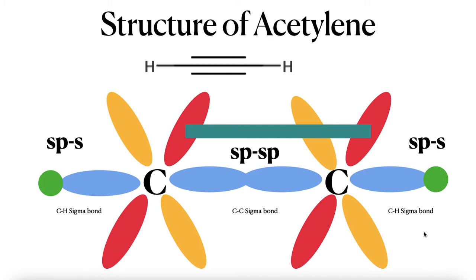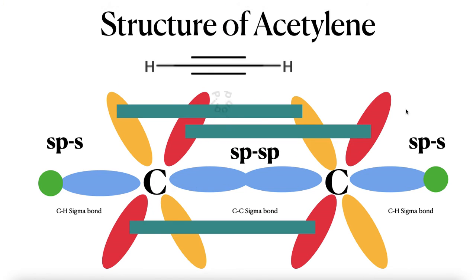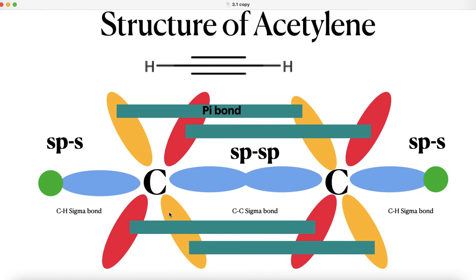The pi bond is formed by one unhybridized p orbital of this carbon lateral overlapping with the unhybridized p orbital of this carbon. It leads to the formation of the first pi bond. The other pi bond is formed by the remaining unhybridized p orbital of this carbon and the unhybridized p orbital of this carbon, which on lateral overlap leads to the formation of the second pi bond.